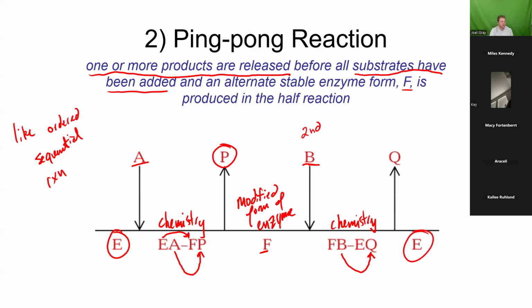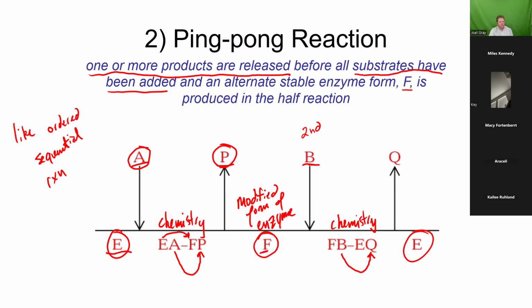A ping pong reaction, this modified form of the enzyme, it's almost like the enzyme levels up. It picks up something along the way. So I always like to think in terms of metaphors and examples. So the enzyme here, it's almost like it learns some skill. And where does it get that skill? It gets that skill from our first substrate. That skill is picked up by our free enzyme, and then it releases our first product.